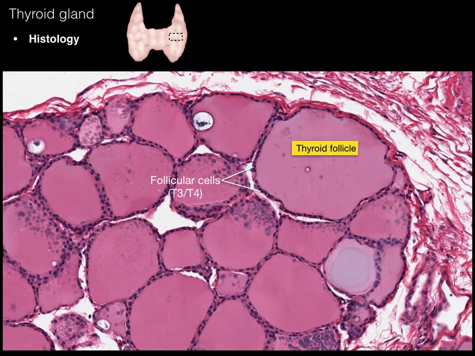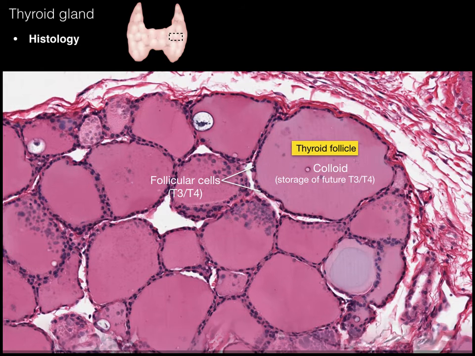And these follicular cells are responsible for making the T3 and T4 hormones, or the thyroid hormones. But the precursor to these T3, T4 hormones is this substance within each thyroid follicle called the colloid. And the colloid is the storage of future T3, T4 hormones that I'll talk about in a few minutes. This is very characteristic of telling the thyroid gland.